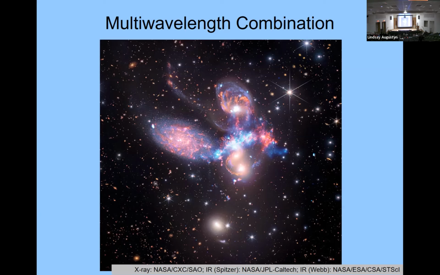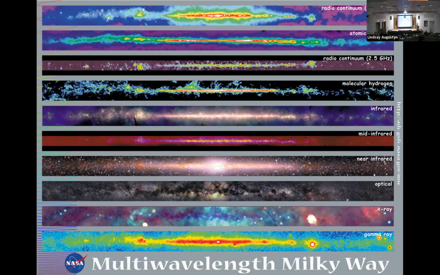We can see gas flowing between these merging galaxies here. We can see shock waves that are moving through. The universe looks very, very different. And indeed, if we look at just our Milky Way across the electromagnetic spectrum, the very top here is the lowest frequency, the longest wavelength electromagnetic waves, radio waves. We can move down across the electromagnetic spectrum. We have the infrared here, moving down into the optical, which is what we saw in the first slide, and then even into the X-ray and the gamma ray.